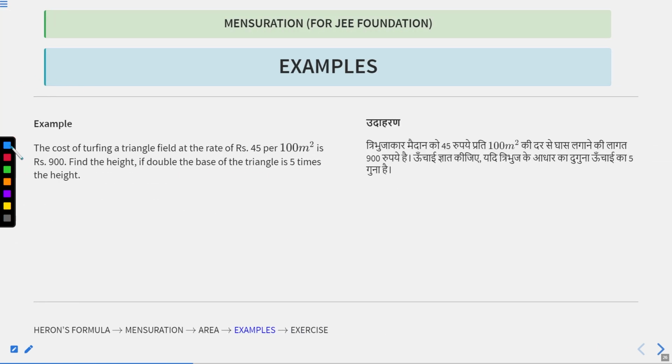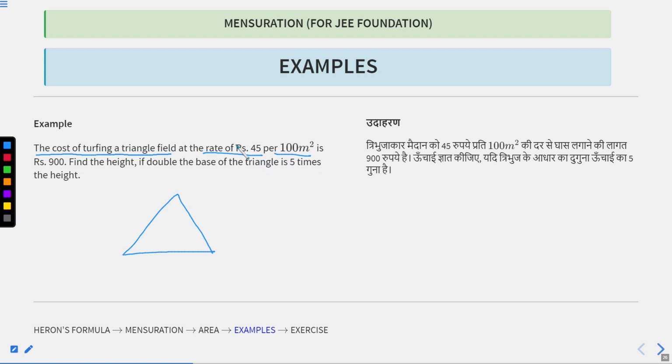example. Now this example is quite interesting because this type of problem always occurs in daily life somewhere in the world. So the cost of turfing a triangular field. Our field is of the shape of a triangle, and the cost of turfing at a rate, the turfing rate is 45 per 100 meter square.